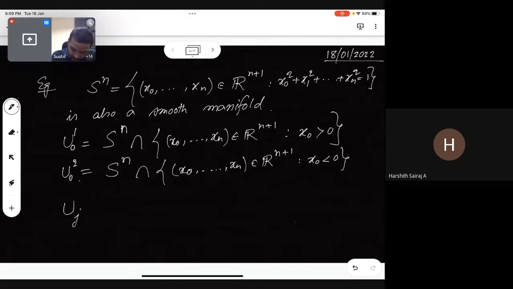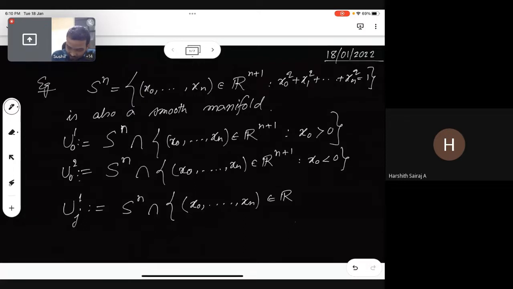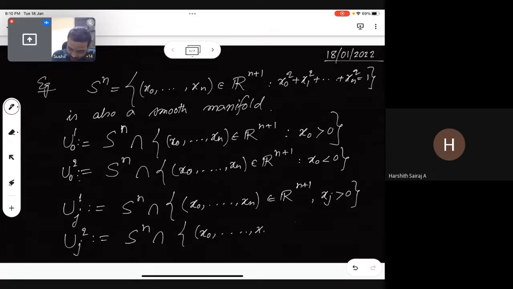Similarly, Uj1, so you define it this way. Sn intersection, so what will be this subspace? This is {(x0, ..., xn) such that xj greater than 0}, right, and Uj2 is nothing but {(x0, ..., xn) in R^(n+1) such that xj less than 0}, right? For j, you can take j from 0 to n. So the first one is already explicitly given, but you can write it in this form.